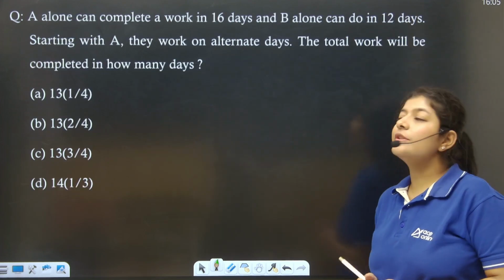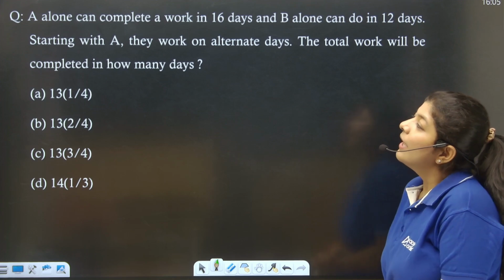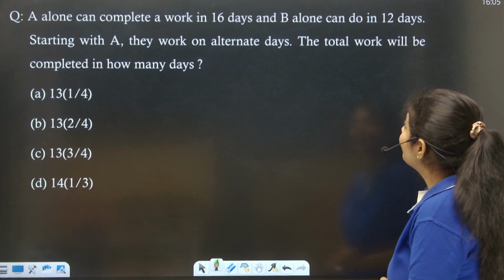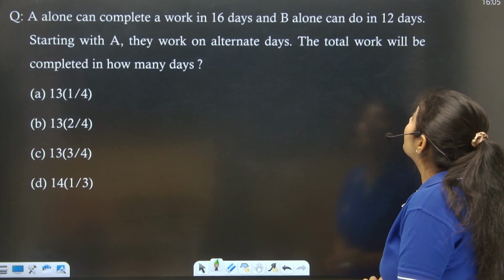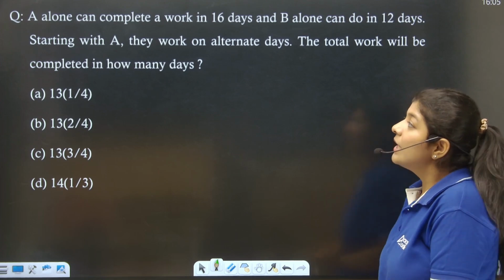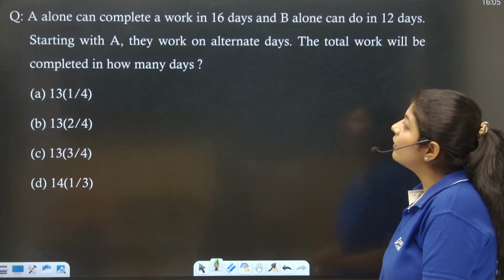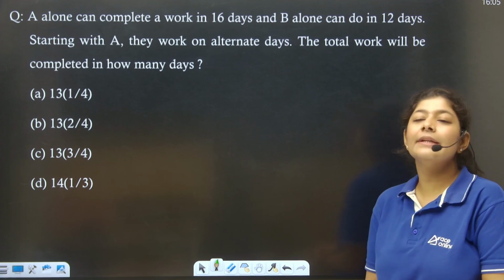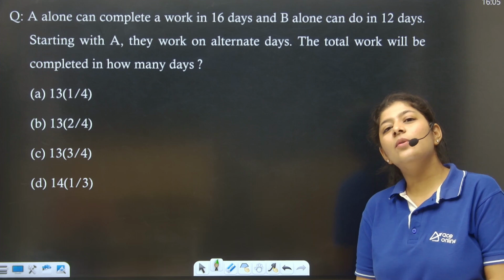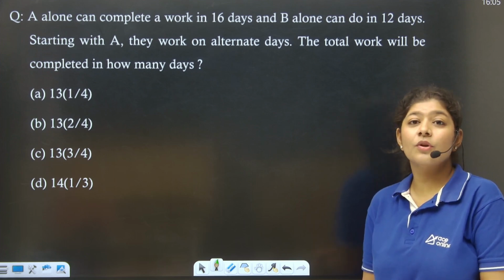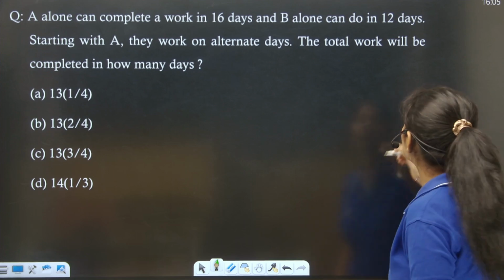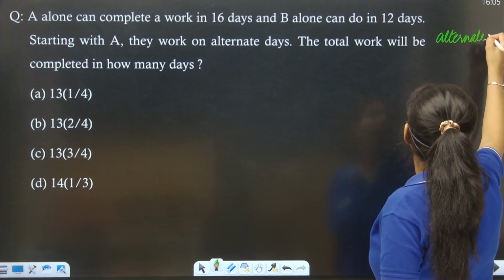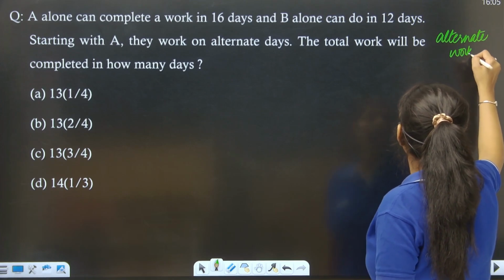Okay. The next question says that A alone can complete a work in 16 days and B alone can do it in 12 days. Starting with A, they work on alternate days. The total work will be completed in how many days? Basically, here we need the concept of alternate work, right?